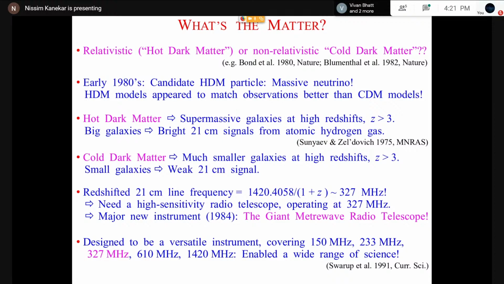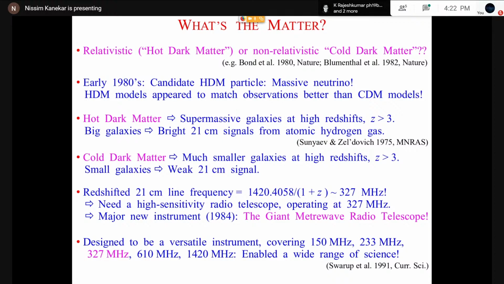That would be a perfectly good hot dark matter particle. And what was very interesting was that the hot dark matter model predicted that the first galaxies that would form in the universe would be supermassive. The proto-galaxies that formed, the first galaxies, would be gigantic objects, and then you would form smaller galaxies by breaking up these big galaxies into smaller pieces. So you'd form these gigantic galaxies at very high redshifts larger than 3, very early in the universe, and those big galaxies you would expect would produce extremely bright 21 centimeter signals from their atomic hydrogen.